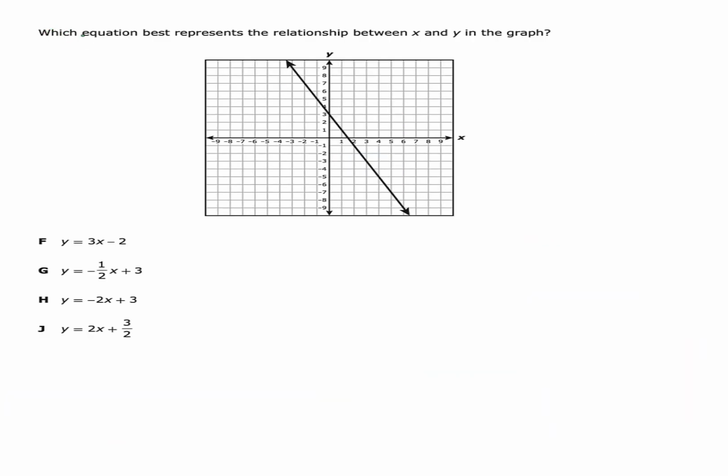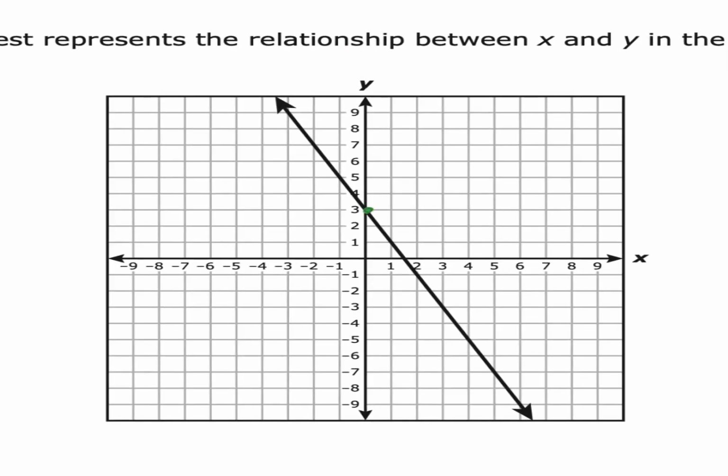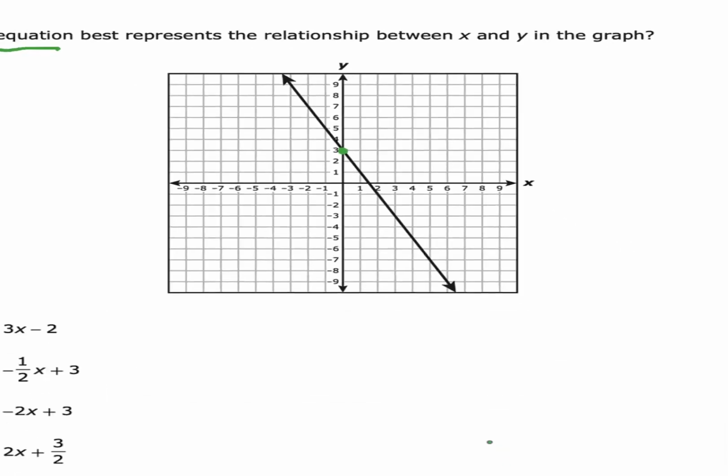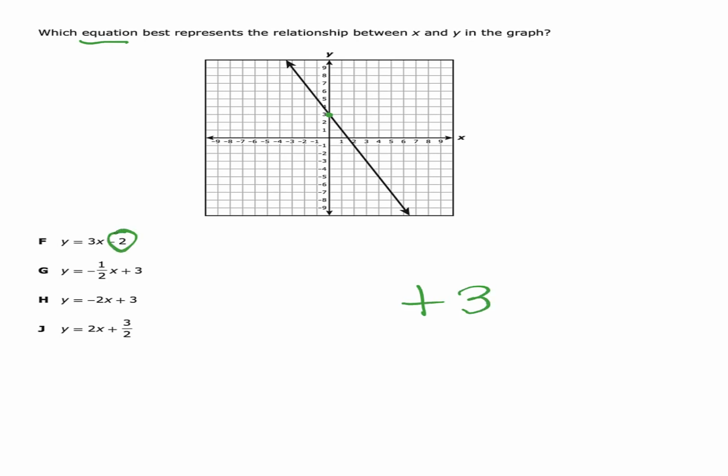In this question, it says, which equation best represents the relationship between x and y in the graph? So notice here, they didn't say the word function. They're using the word equation. And notice here, they have y = and you have your equation. So just as before, remember, we look for our y-intercept. So our y-intercept is +3. This has a -2, let's eliminate. +3, that's good. +3, maybe that's my answer. This has 3/2, so no for J. My answer is either G or H.